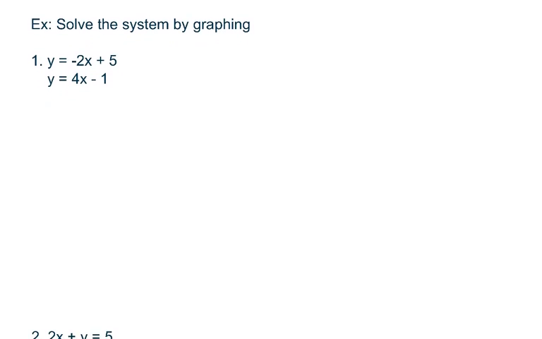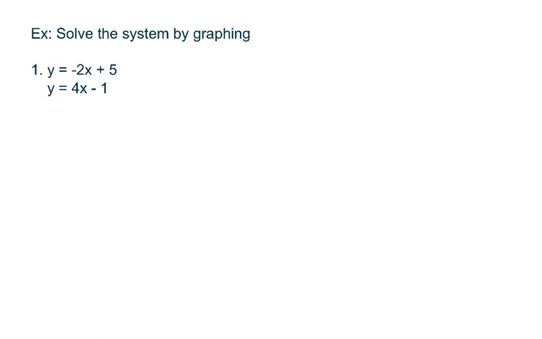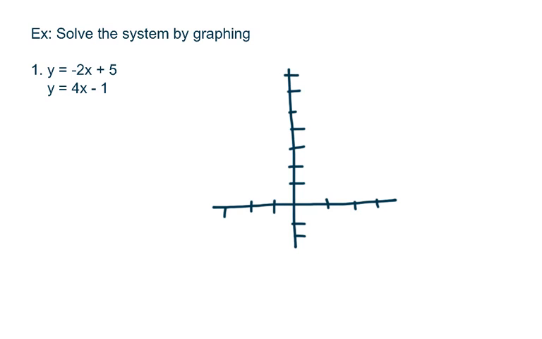Solve the system by graphing. We have y equals negative 2x plus 5 and y equals 4x minus 1. So if we're graphing, the first thing we need to do is build ourselves a coordinate plane. I'm going to redraw my X and Y axis here, a little lower. 1, 2, 3, 4, 5, 6, 7. 1, 2, 3, 1, 2, 3, 1, 2.